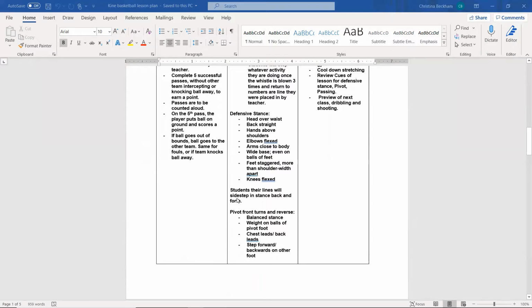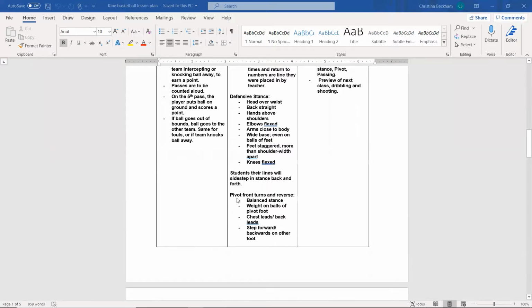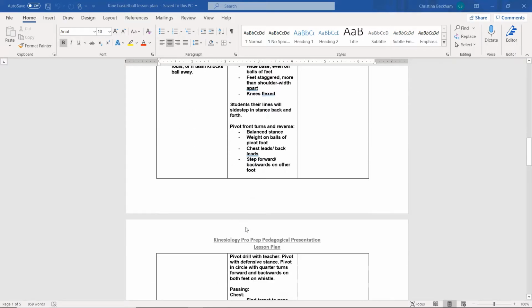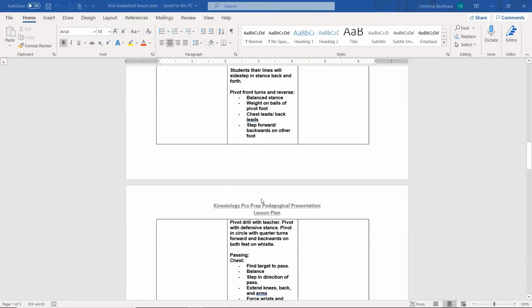Pivot, front turns and reverse. Students are in a balanced stance, weight on the balls of the pivot foot, chest leads, back leads, forward step, backward step onto the other foot. For the pivot drill with the teacher, they will pivot in defensive stance. Pivot in a circle with quarter turns forward and backwards on both feet with the whistle.